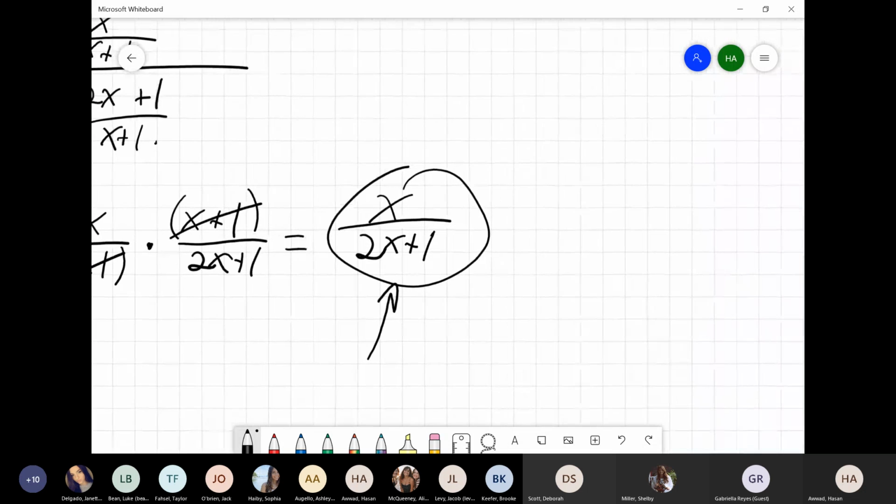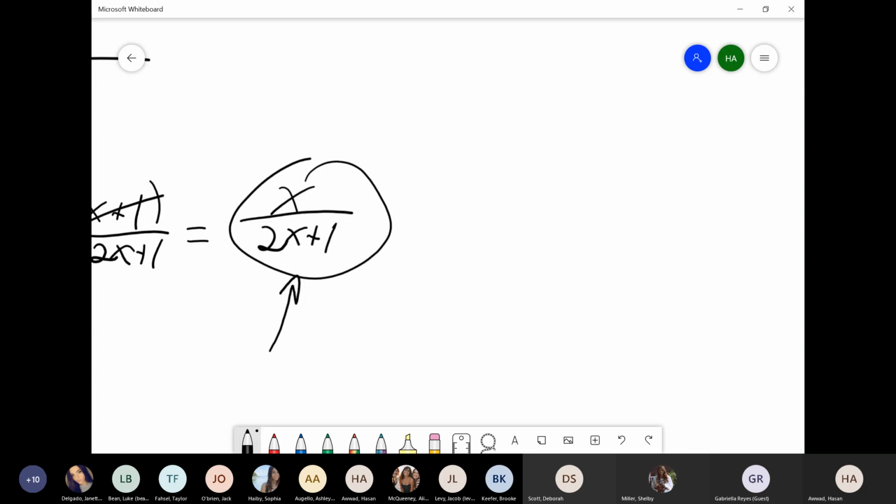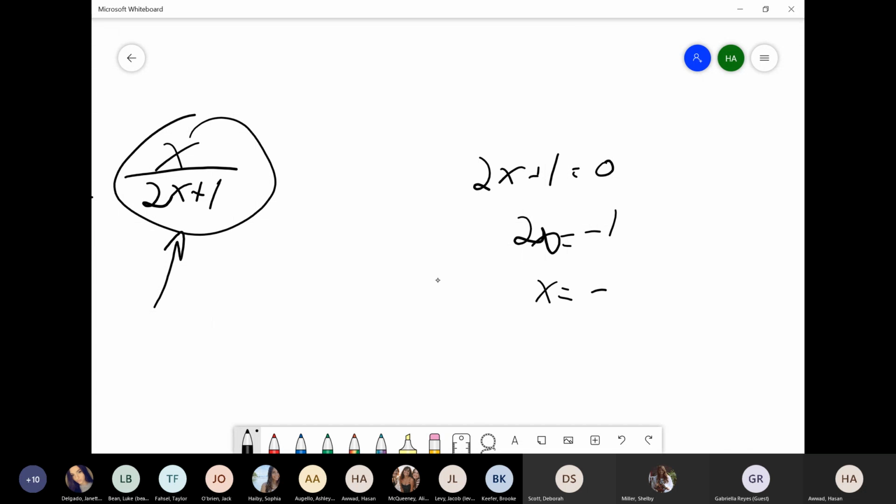So finding the domain, well, it's going to be the same restriction, right? There's no square root, there's no even root, so you don't have to worry about that, but we care about when the denominator can be 0. So you set your denominator to be 0 once again, 2x plus 1, which means you're solving for x again. So you have 2x is equal to -1, and divide by 2, you get x is equal to -1/2.